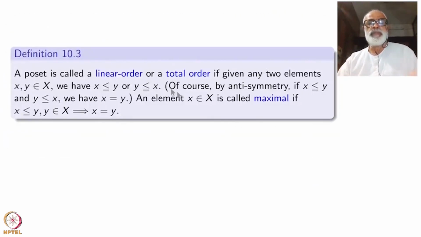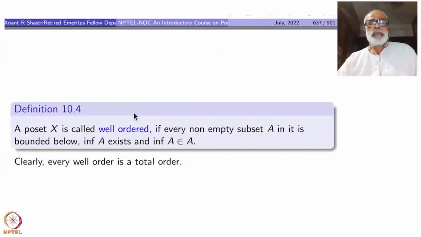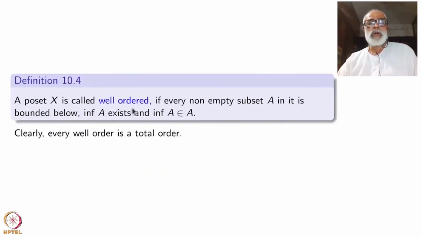I mean, these are different things I am defining. This definition and this total order may not have anything to do with each other. A poset X is called well ordered if every non-empty subset A in it is bounded below. Suppose you take any non-empty subset which is bounded below, that's not the case. Every non-empty subset must be bounded below. The infimum of A exists and that infimum must be inside A.